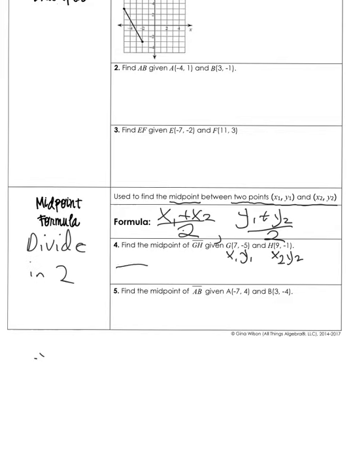7 plus 9 divided by 2 gives you 8. And then 5 plus negative 1 divided by 2 gives you 5 plus negative 1 is 4, divided by 2 is 2. So your solution is going to be a coordinate. So your solution is 8, which is your x coordinate, 2.